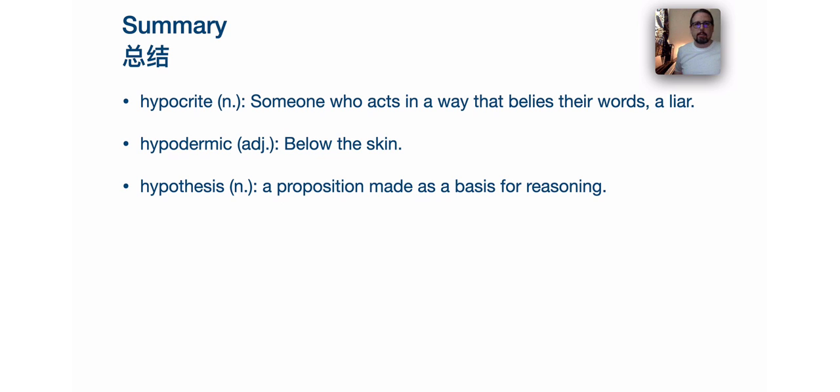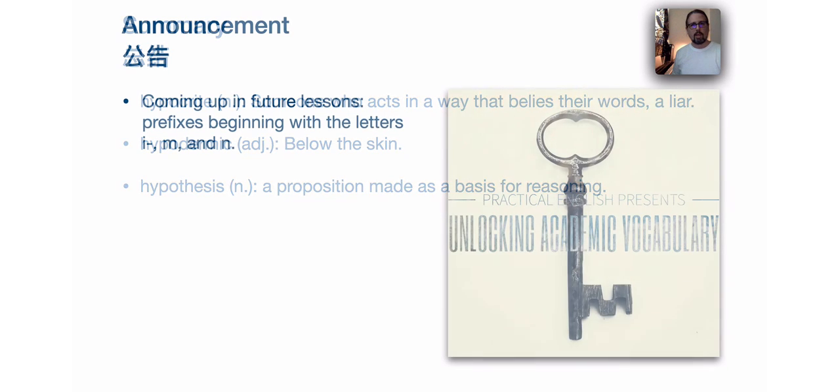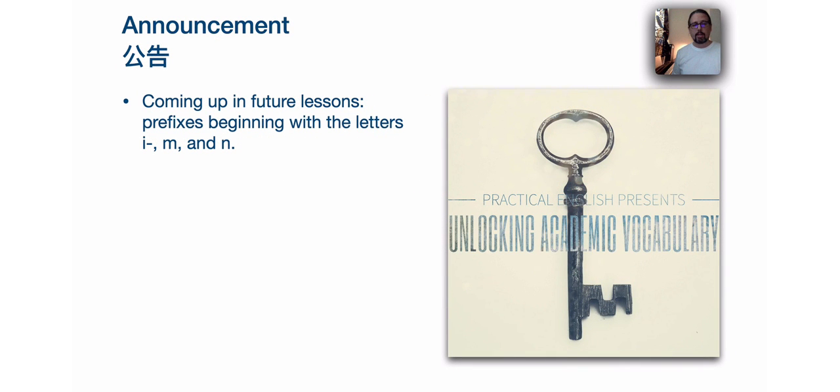A hypocrite is someone who acts in a way that belies their words. A liar. Hypodermic, below the skin, and hypothesis, a proposition, a statement made as a basis for reasoning, for coming up with new kinds of conclusions. All right, so coming up in future lessons, more prefixes beginning with the letters I, M, and M.